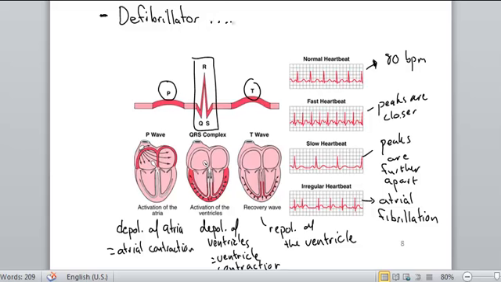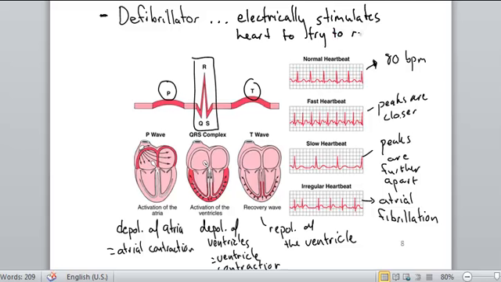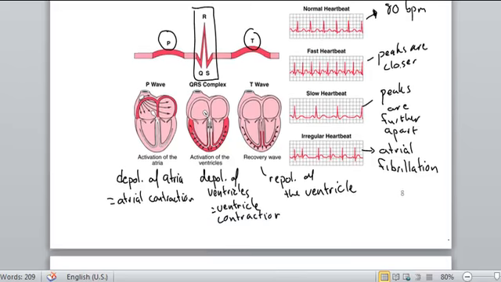So a defibrillator basically electrically stimulates the heart to try to reset the beat, shock it back into correct rhythm.